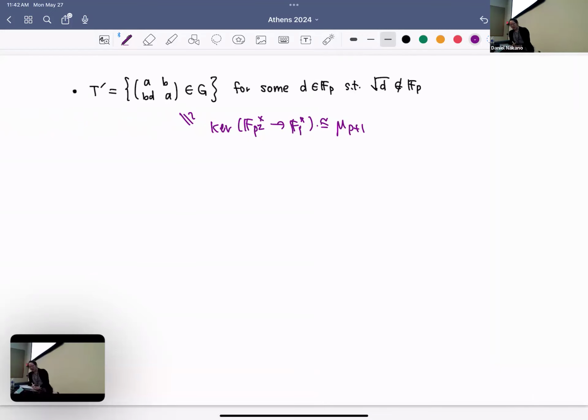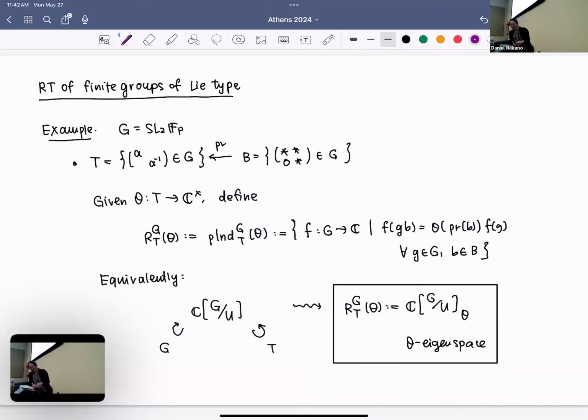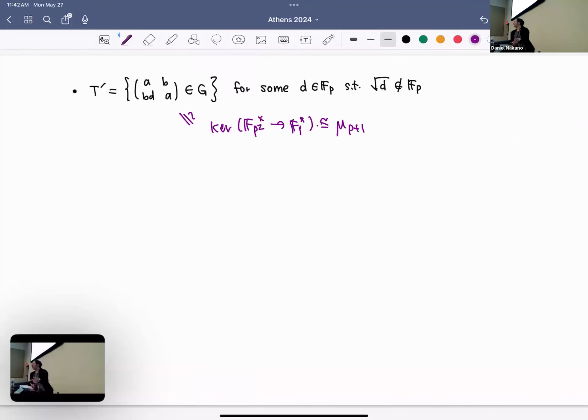And so what's the deal? Over here I built some irreducible representations of G, but in fact these are not all the irreducible representations of G. These are roughly half of them. And the other half of them are parameterized by characters of T prime. And so what does this look like?